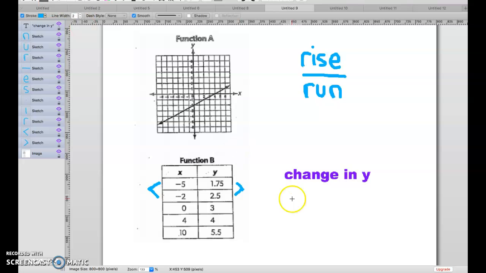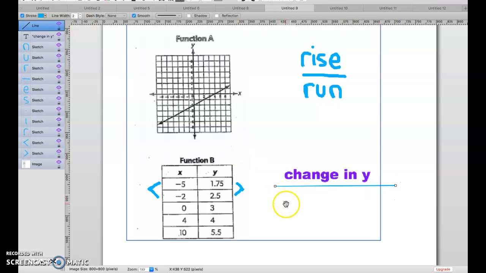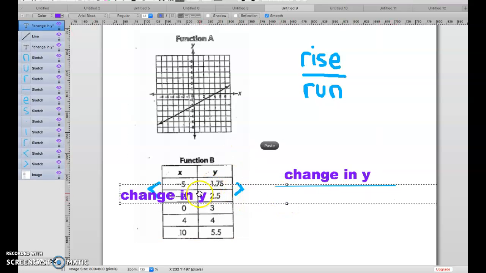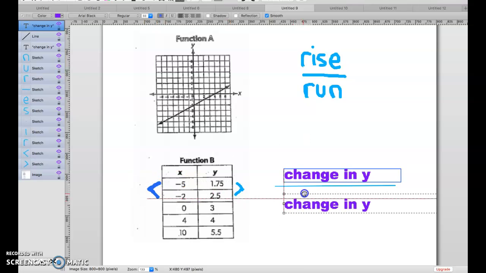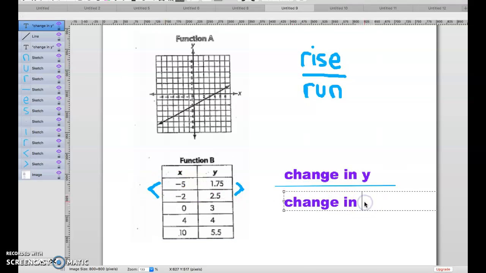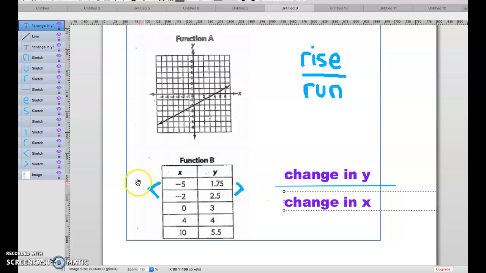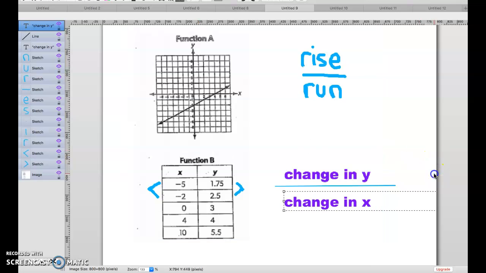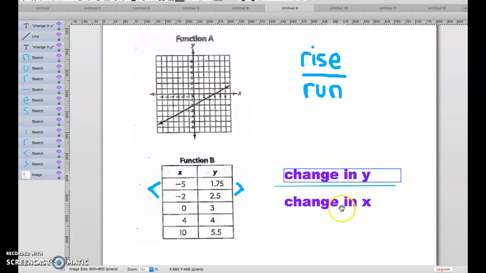over your change in x. Okay, so here you're going to find the change in y, and here you're going to find the change in x. So basically you're going to have a fraction for function a that's going to represent your rate of change for function a. You're going to have a fraction for function b that's going to represent your rate of change for function b. And you basically have to choose the multiple choice option in this problem that makes the most sense, looking when you compare these two fractions.